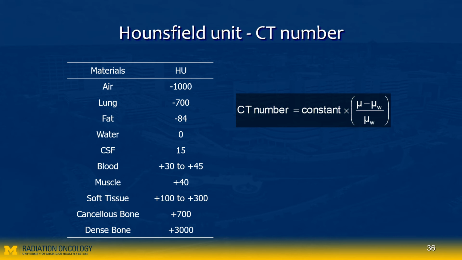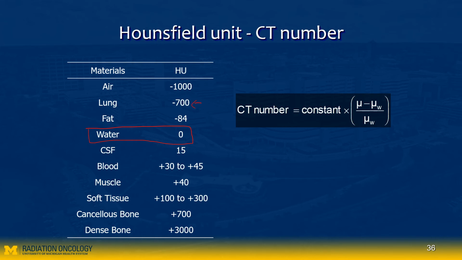Okay, and it can be as high as 3,000 for the dense bone, cortical bones. And what about for the water? Okay, for the water, if you scan water, by definition, the CT number of that will be 0, right? So the lung is very close to air.